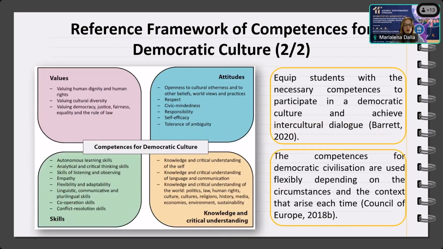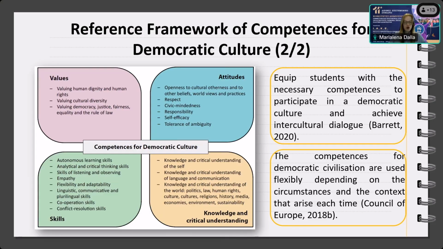Here you can see the diagram of the reference framework of competencies for democratic culture as designed by the Council of Europe. In particular, under the category of values, we see competencies such as valuing human dignity and human rights, valuing cultural diversity, but also democracy, justice, and equality. In the attitudes category, we see competencies such as openness to cultural otherness, respect, tolerance, and civic awareness.